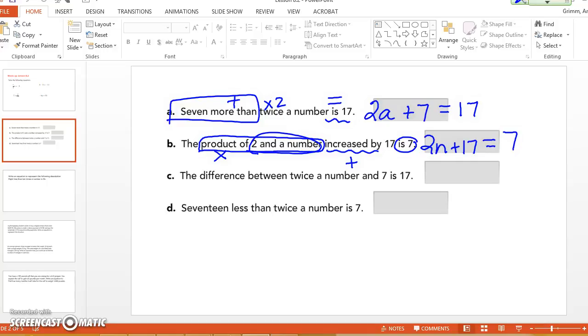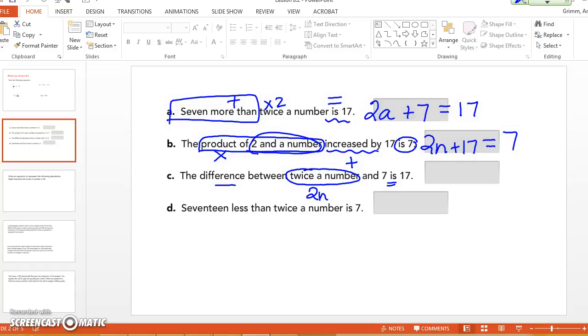The difference between twice a number and 7 is 17. So what does the word difference mean? Subtraction. Very good. So here's my subtraction. Here again, they're saying twice a number. We should be getting good at this. How do we write twice a number? 2 something. You can use any variable you want. Here's that magic word is. And there's my number 17.